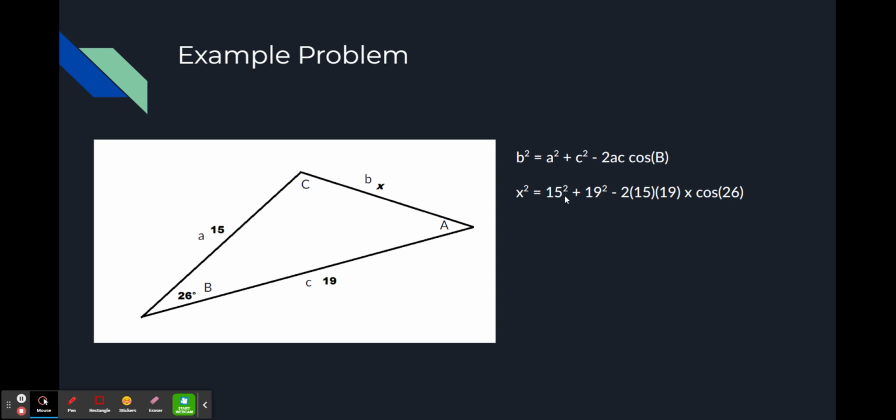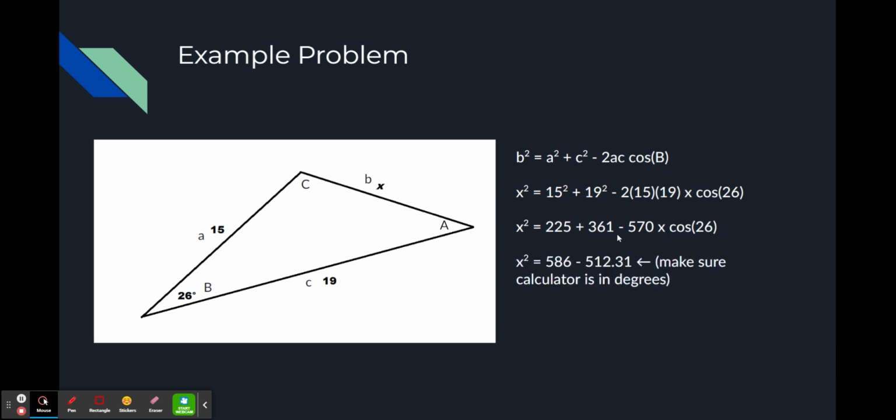After that, we're going to solve these. So we're going to square 15 and square 19, and we're going to multiply 2, 15, and 19, and that will give us x squared equals 225 plus 361 minus 570 times cosine 26. And after that, we're going to add the first two numbers and multiply 570 with cosine. That's going to give us this: x squared equals 586 minus around 512.31. I rounded to the hundredths just so it's easy.